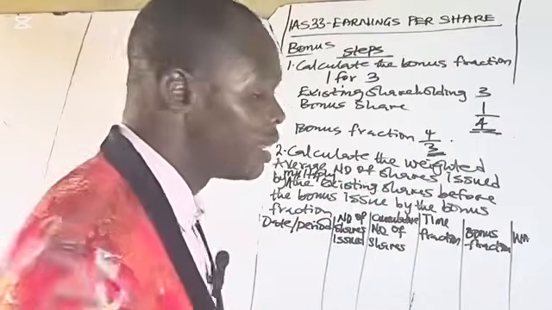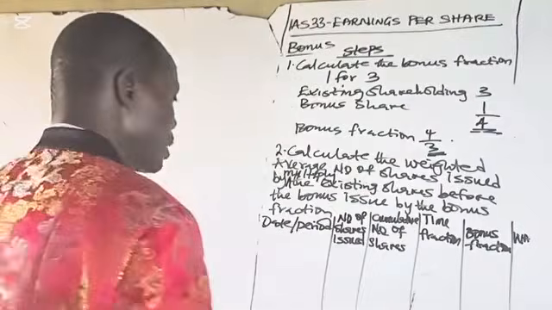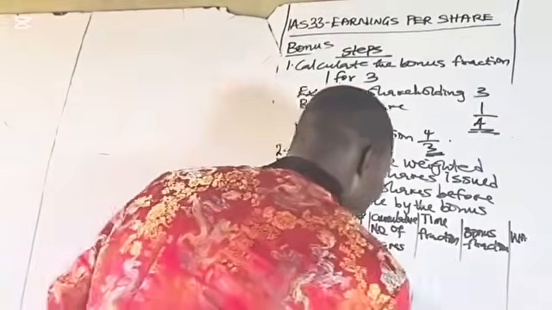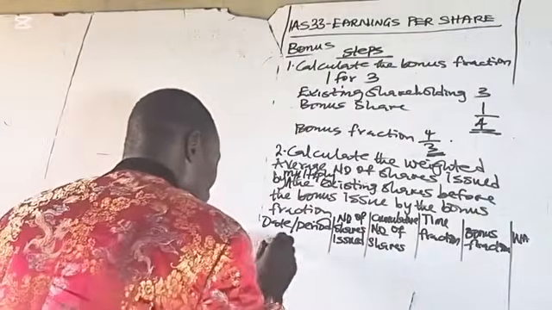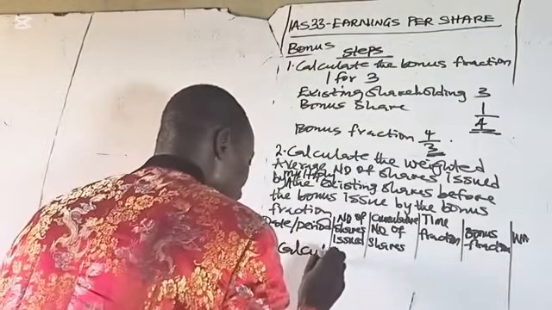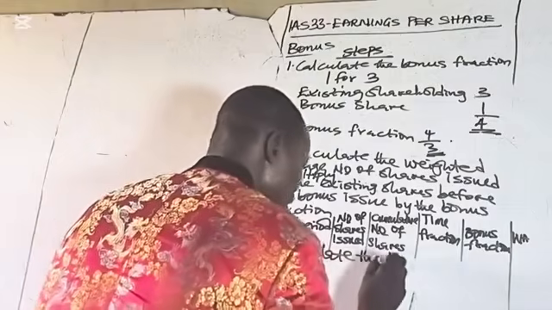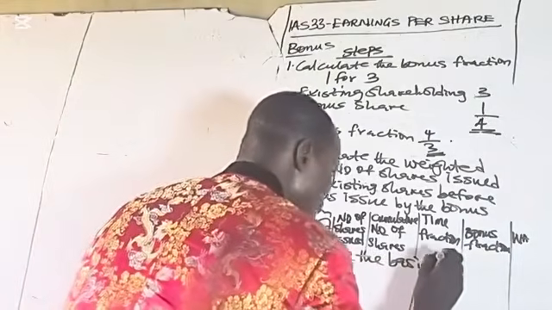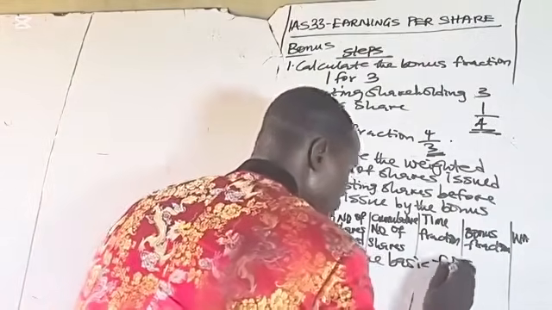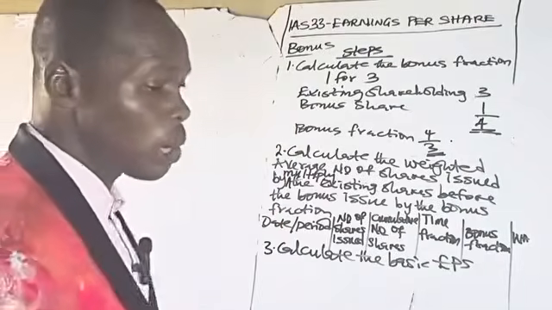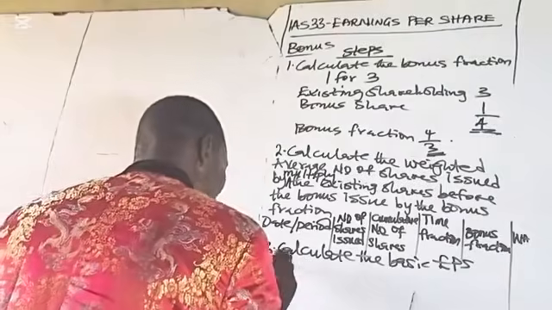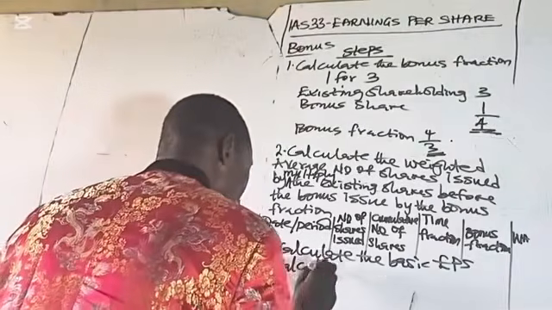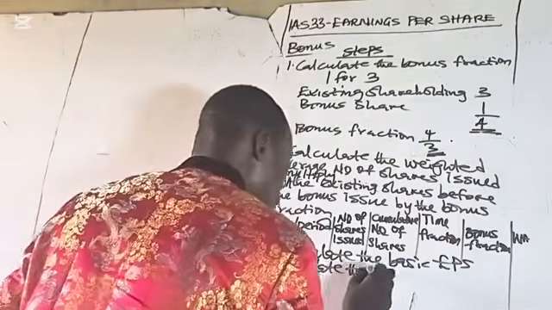Step number 3, calculate the basic EPS. The third step is to calculate the basic earnings per share. And step 4 is to calculate the comparative earnings per share.